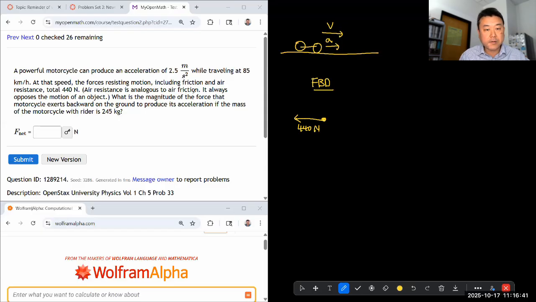Air resistance, analogous to air friction, opposes motion. Or not, unless it's wind. Yeah, you can always come up with counterexamples, I think. But let me not get distracted by that.